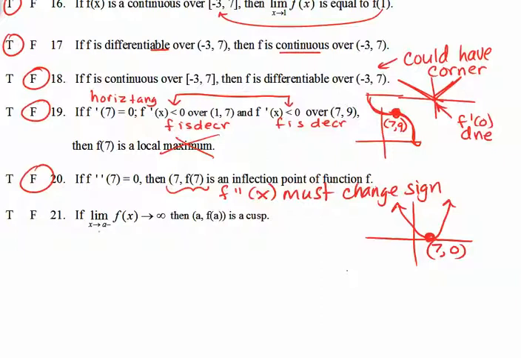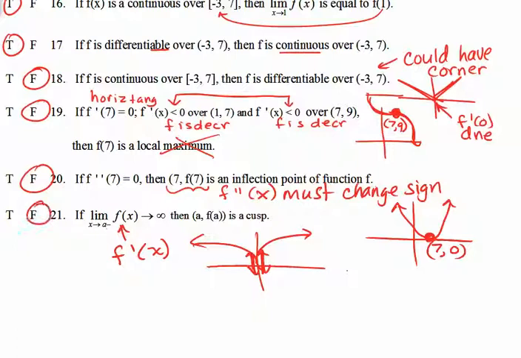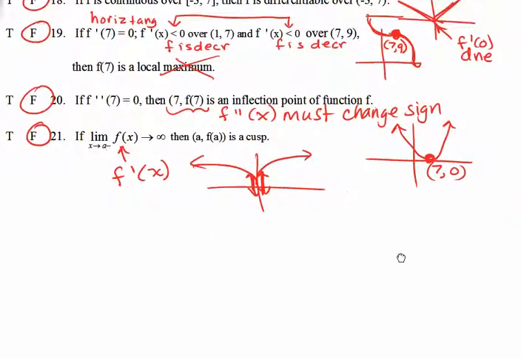Okay, one more. If the limit as we approach a from the left side of f of x goes to infinity, then f of a is a cusp. Well, it doesn't even say that this is f prime, does it? If that said that it was f prime, that still wouldn't be enough to get a cusp. So here all we know that we have is a vertical asymptote. But remember, even for a cusp, the first derivative has to go to negative infinity from one side and positive infinity from the other side. So 21 is definitely false. And I think that was it.